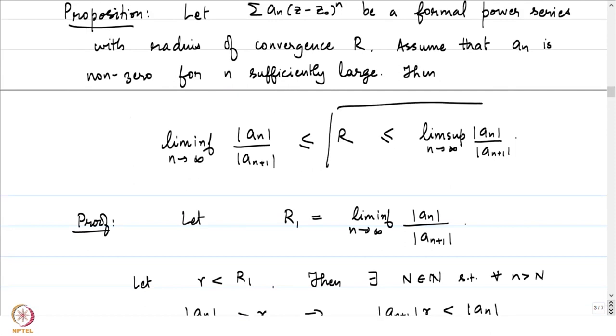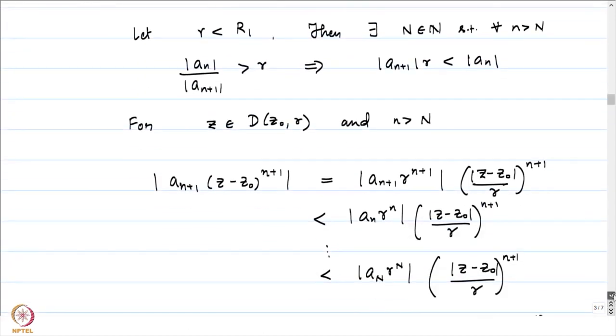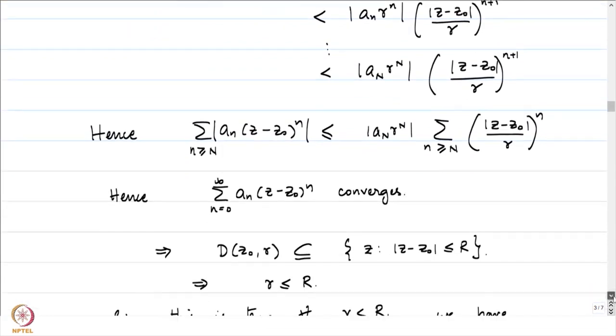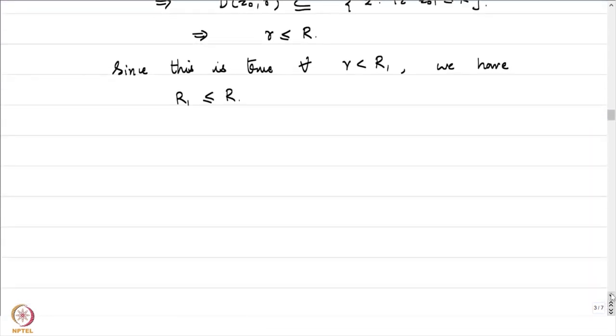Okay, now let us focus on this inequality. The proof is quite similar. The idea is the same. Let us very quickly look at it. Instead of the convergence, we will now show divergence of the series. Let R2 be the limsup as n goes to infinity of mod a_n by mod a_(n+1).